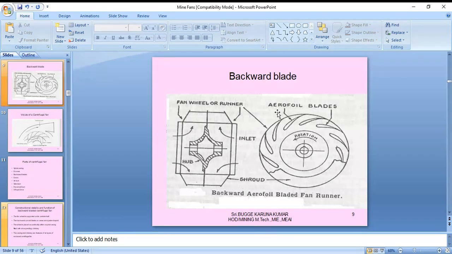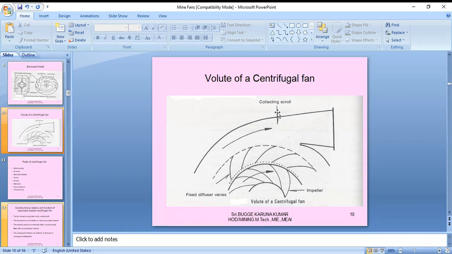Backward blade, airfoil blades, rotation, fan wheel or runner. This is the hub inlet, backward airfoil bladed fan runners. It shows how the fan is rotating, and its direction also. The volute of the centrifugal fan, fixed diffuser vanes, volute centrifugal fan, and the rotation.